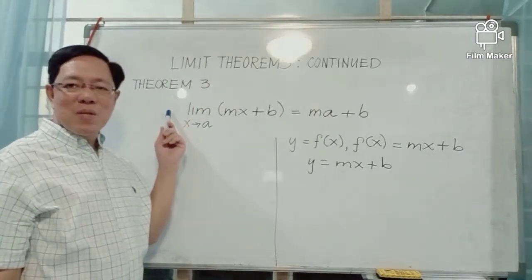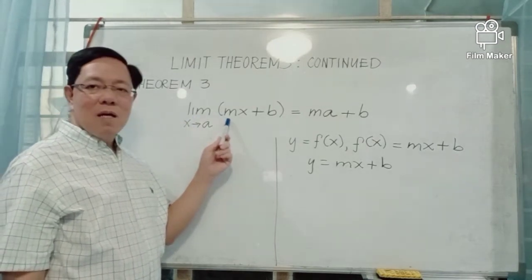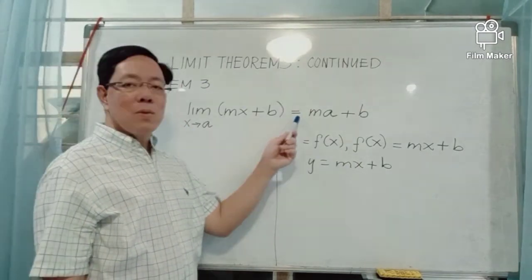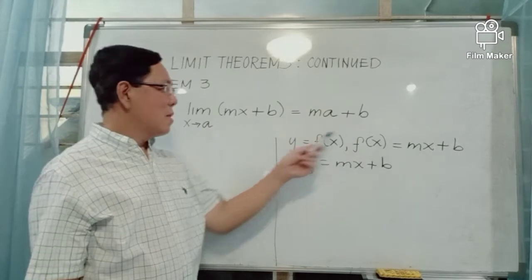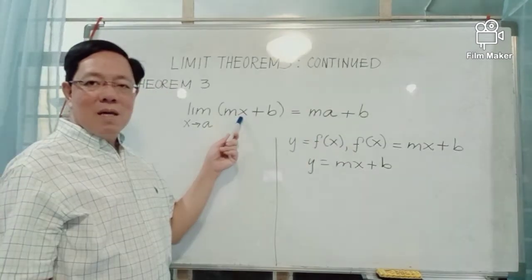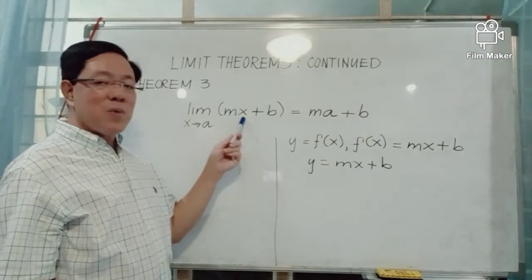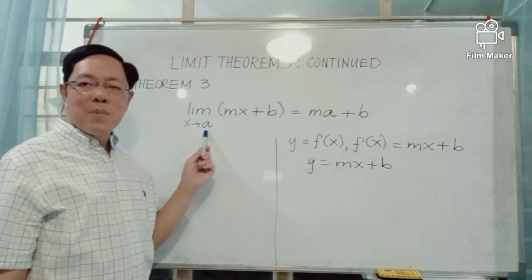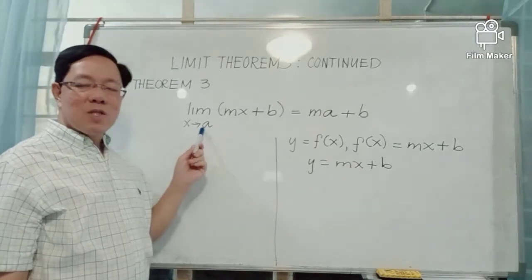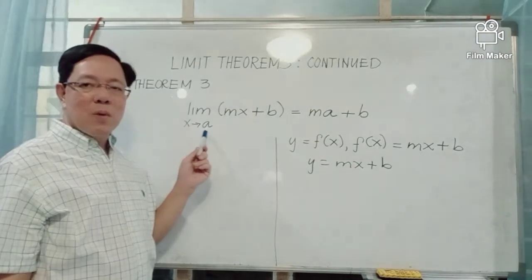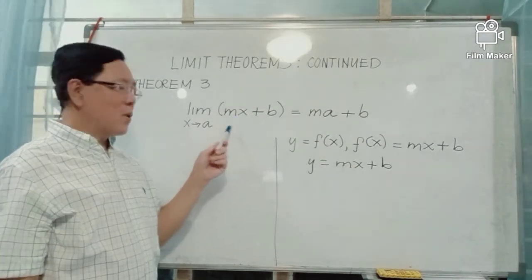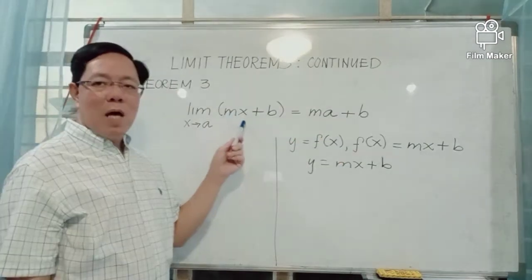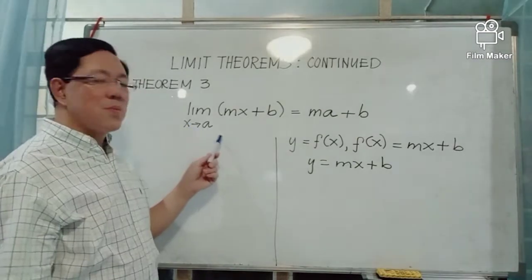Going back to this limit theorem 3, the limit of this linear expression mx plus b as x approaches a is equal to ma plus b. When evaluating the limit of a linear expression of this form, the variable x is replaced with this number a, the number to which the values of x are approaching. Simply replace x with the number a, and you get the limit of this function mx plus b as x approaches a.